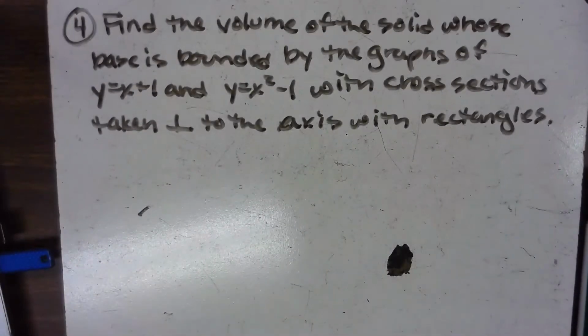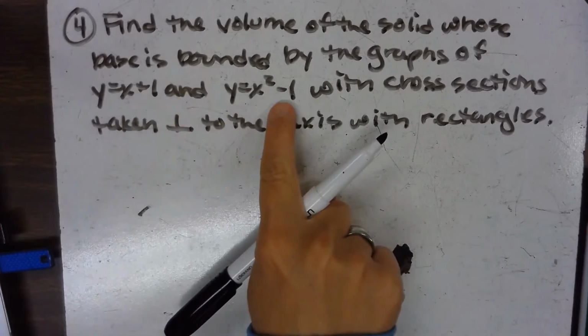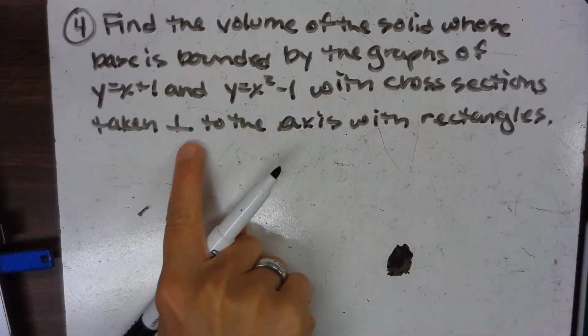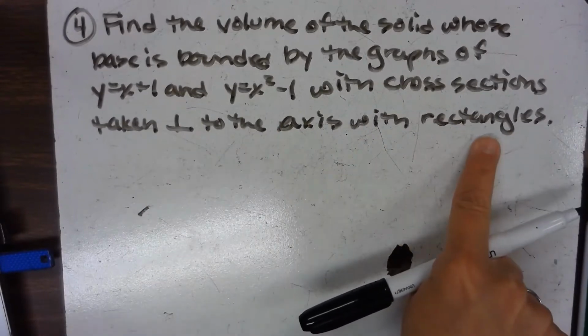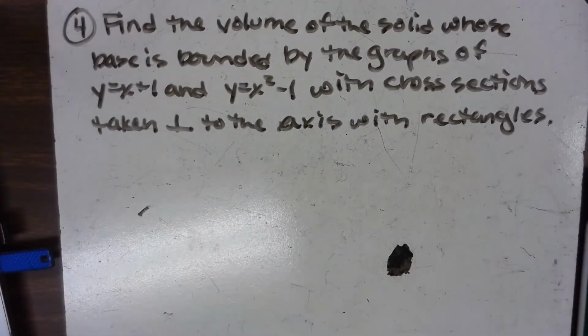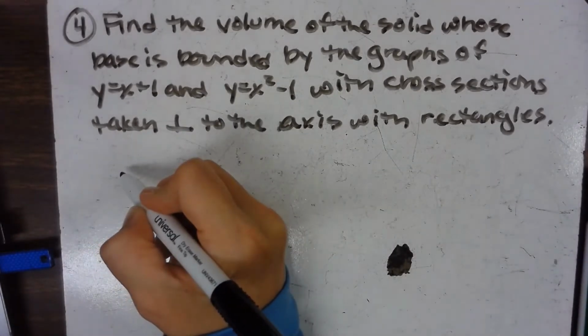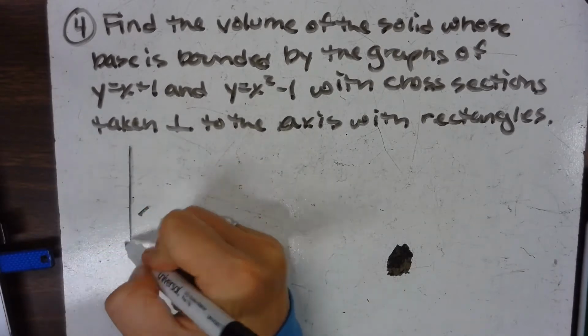Number 4, find the volume of the solid whose base is bounded by the graphs of, so we have a linear function right here, and we have a quadratic function right here, with cross sections taken perpendicular to the x-axis as rectangles. All right, so here we go. Let's take a look at this picture right here.